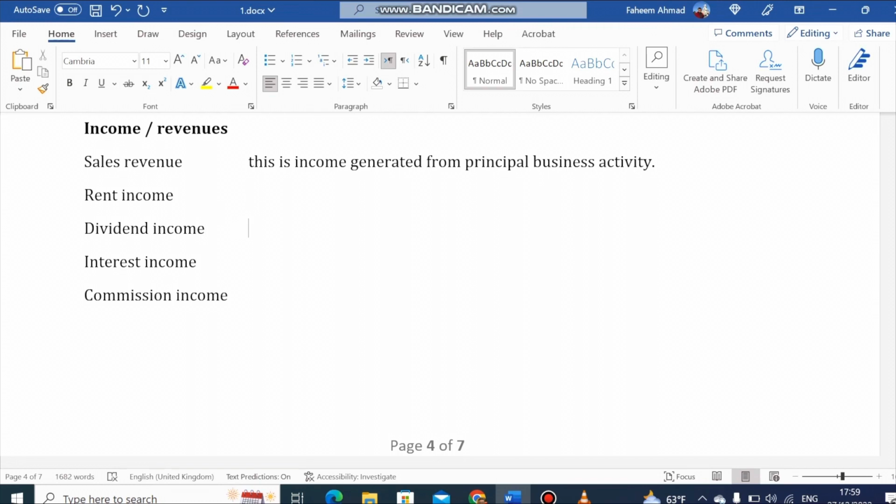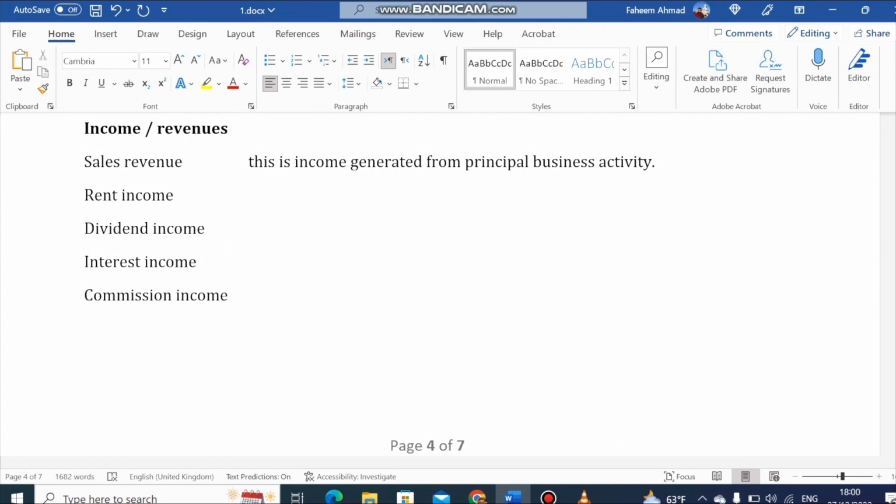Then we have dividend income. If business has spare cash and business invests that cash in other company shares, if business buys shares of other companies, and if those companies pay dividend to the business, that will be dividend income.